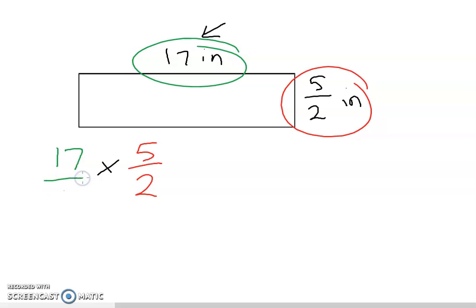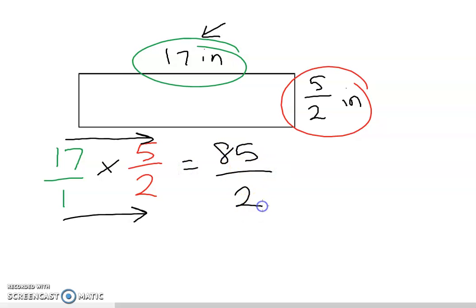All I have to do is make my 17, that whole number, into a fraction, so it makes my multiplication easy, because now I can multiply straight across on the top and the bottom. So 17 times 5 is going to be 85, and then 1 times 2 obviously is 2. Now again, I gave you credit for this, because this is technically the most simplified form. However, you can write this as a mixed number if you would like to.